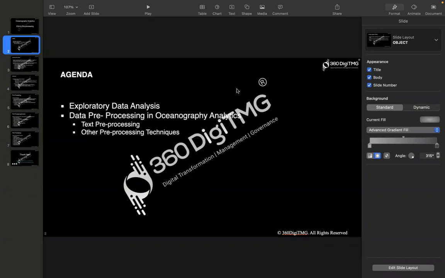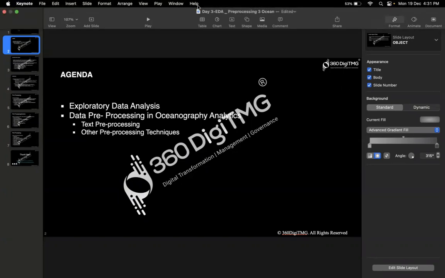So I will explain about the ML and EDA process. So let us take a use case.